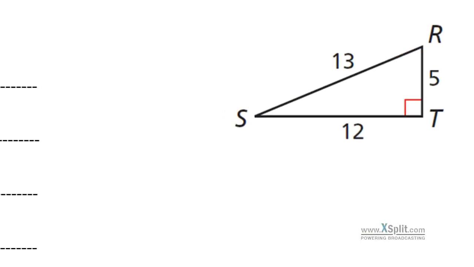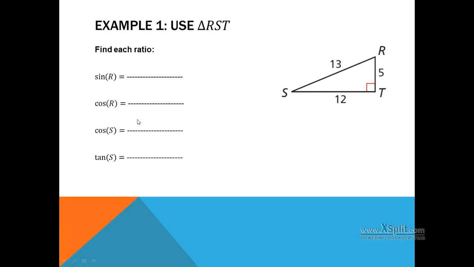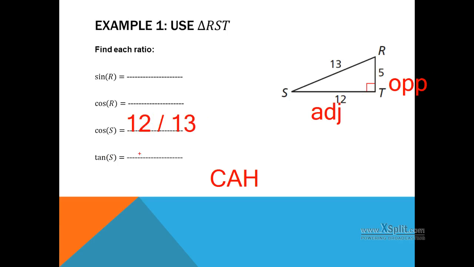If we want to go ahead and write those out, we can certainly do that. Cosine of angle S, remember cosine is the CAH part of SOHCAHTOA, adjacent over hypotenuse, that'd be 12 over 13. And tangent of S, remember up top here we have opposite now, down on the bottom we have adjacent. Tangent has to do with, that's TOA, opposite over adjacent. So I'm going to write 5 over 12.